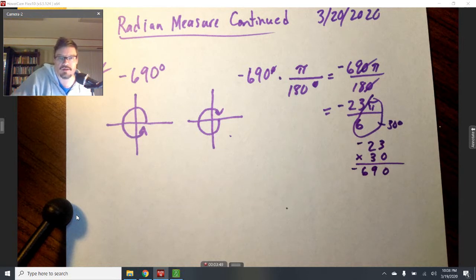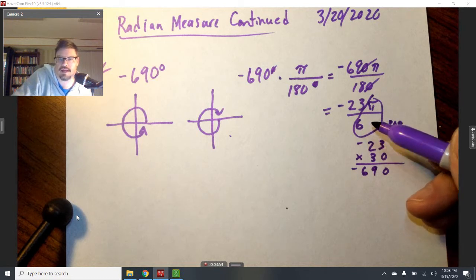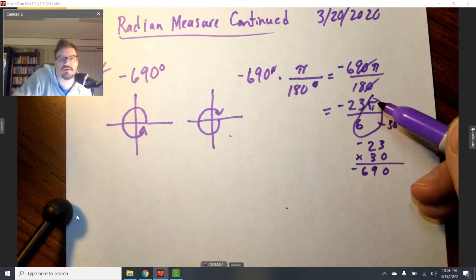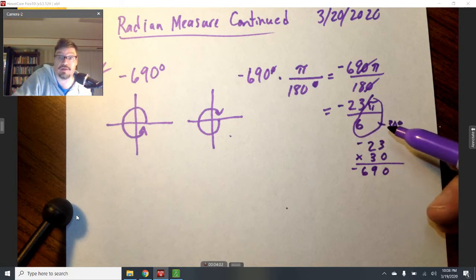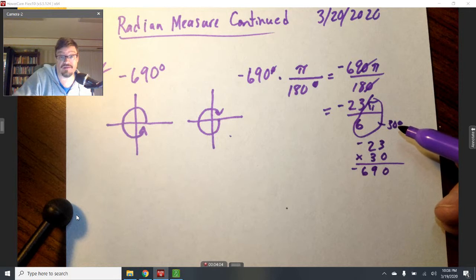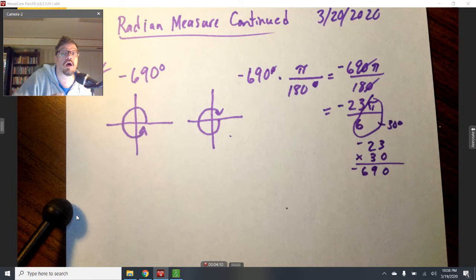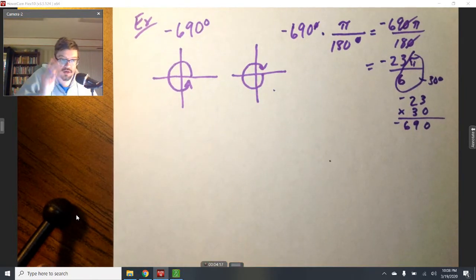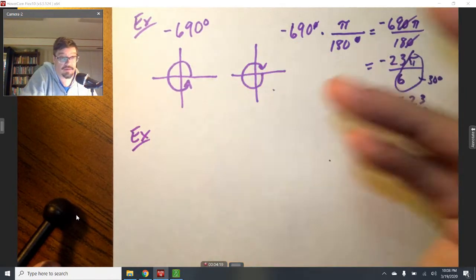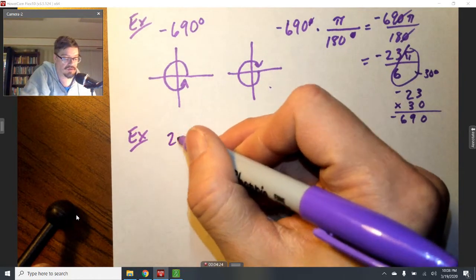So what we're saying here is that this denominator is crucial. It tells you the partitions of 180 that you're dealing with. So pi over 6's are 30-degree partitions, and how many do I have? I have negative 23 of them. So I have negative 23 pi over 6's. That is 30 degrees each. So that's a shortcut way of thinking that will really help you in more advanced mathematical classes. All right, let's do one more for the road here.